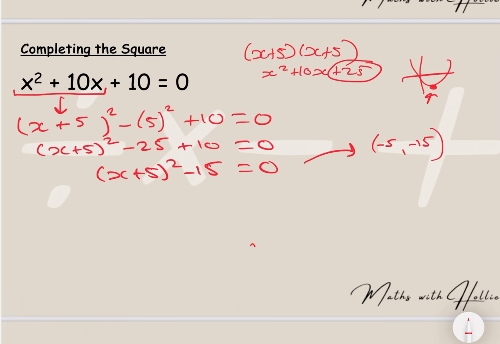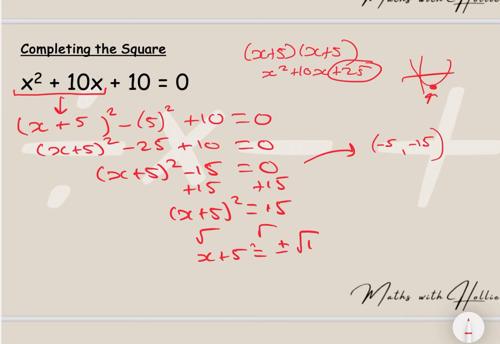Now I can solve this quadratic by literally just solving it. So add 15 to both sides. We're going to have x plus 5 squared is 15. And then we're going to square root both sides. So x plus 5 equals plus or minus the square root of 15. And then I'm going to subtract 5 from both sides. So x equals negative 5 plus or minus root 15. Which makes sense because it's going to cross the x-axis at 2 places.